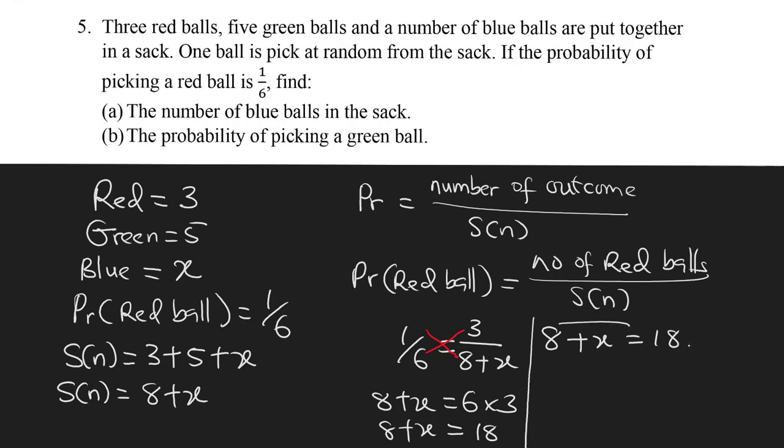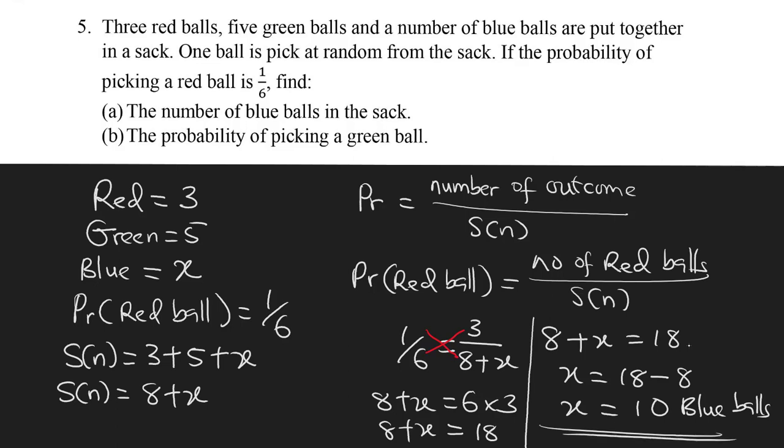Remember that this 8 will move to the other side to meet its brother, that is just a number without x. So we're going to have x is equal to 18 minus 8. So 18 minus 8 is 10, right? So x is equal to 10. So the blue balls is actually what? 10. So we have 10 blue balls. We've gotten our x, right?